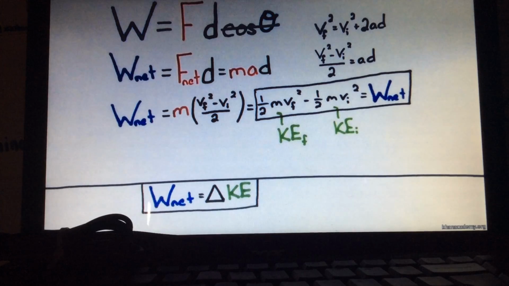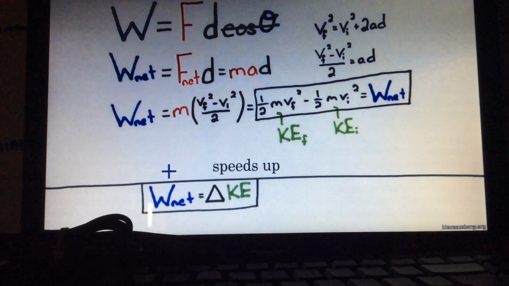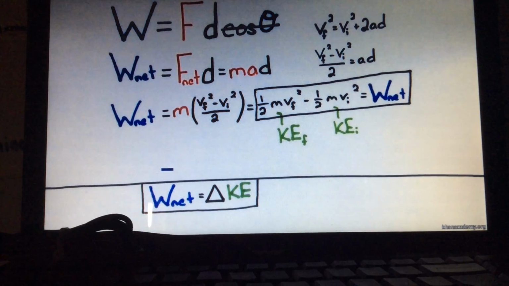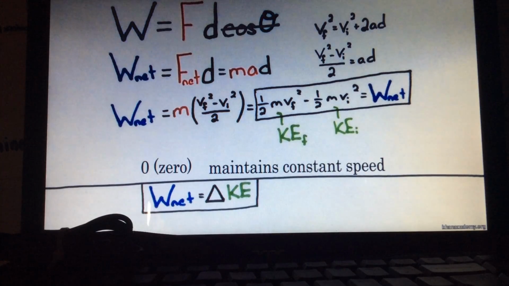If the net work done is positive, the kinetic energy is going to increase and the object's going to speed up. If the net work done on an object is negative, the kinetic energy of that object's going to decrease, which means it's going to slow down. And if the net work done on an object is 0, it means the kinetic energy of that object's going to stay the same, which means the object maintains a constant speed.